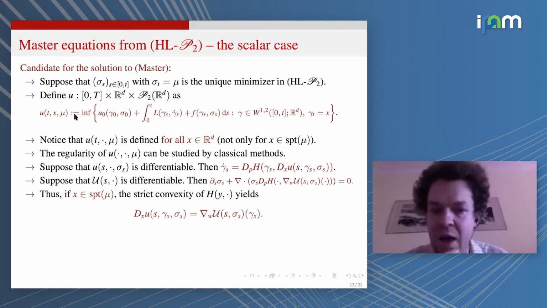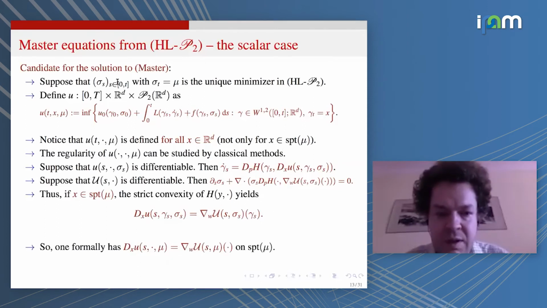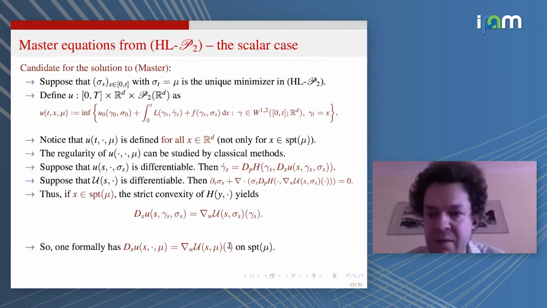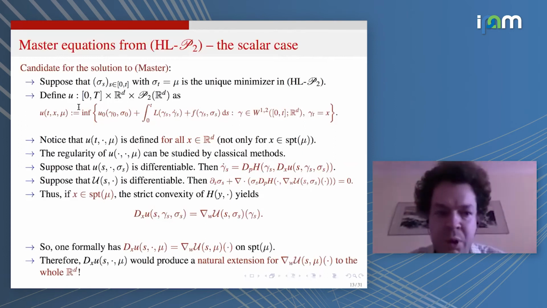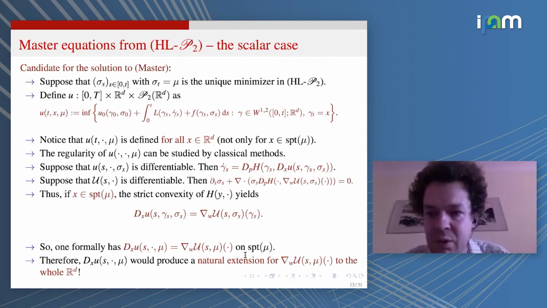And in this case, these kind of curves have to be the same, and if you have strong convexity of the Hamiltonian, the gradients have to be the same. So this is how we obtain that the gradient of this value function, little u, has to be the same as the Wasserstein gradient of the big value function, capital U, at least on the support. So notice that if we can show lots of properties on this little u function, for instance, differentiability with respect to the measure, and the other guy is also differentiable with respect to the measure, this object produces a natural extension for this gradient on the whole R^d, not on the support only.